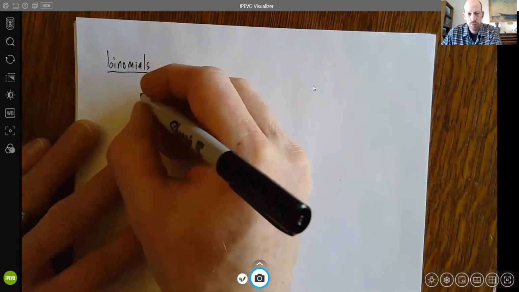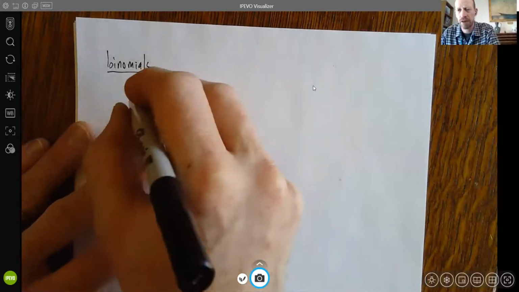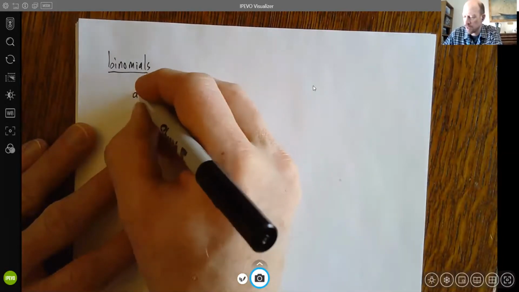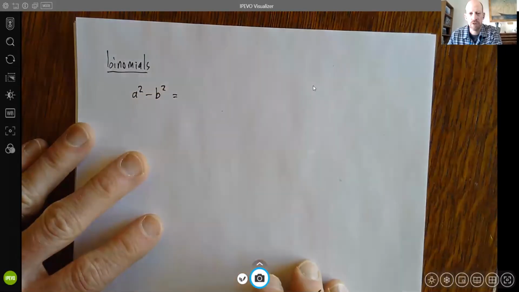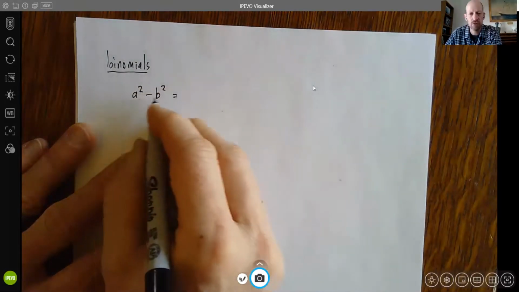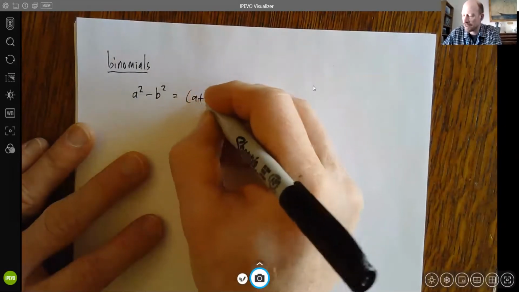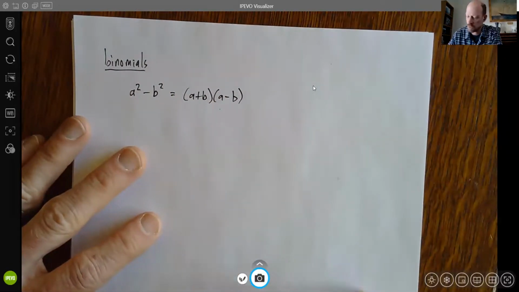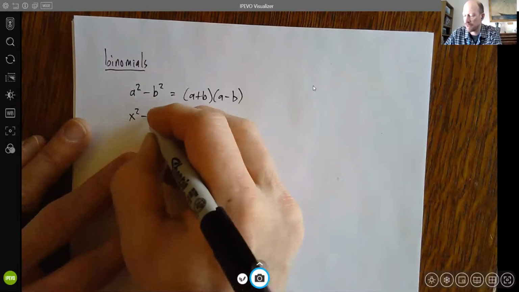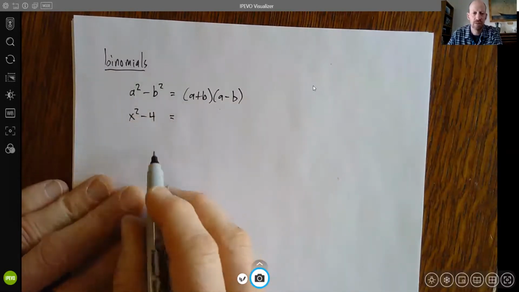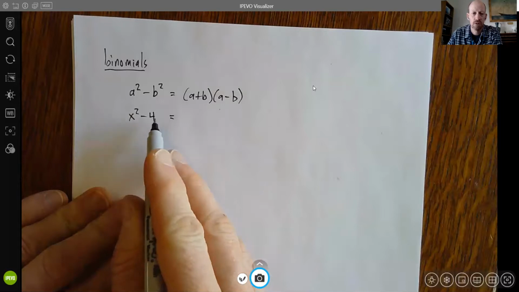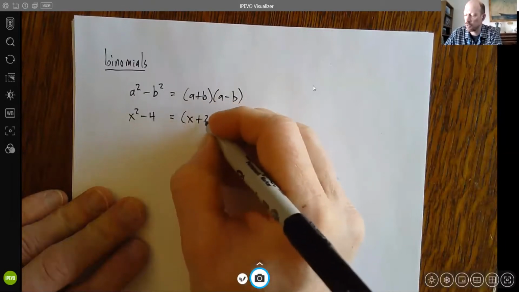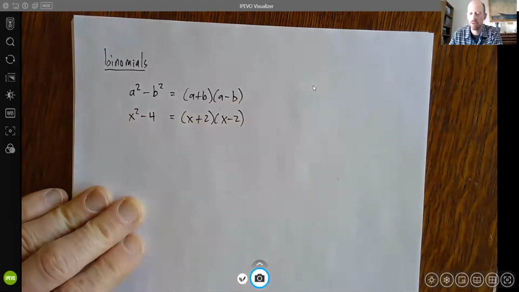You may have seen a lot of those previously if you've worked with factoring before, and you've probably seen a little bit of work with binomials too. The general form is that when you have the difference of 2 squares, you can factor that as a plus b and a minus b. So for example, maybe I have x squared minus 4. Notice that's a binomial, 2 terms. And this formula says that that should factor as x plus 2 times x minus 2.